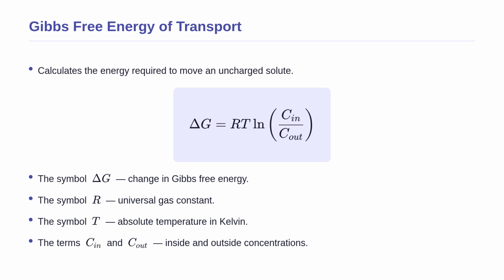C in and C out represent the concentrations of the solute inside and outside the cell. The natural logarithm compares these two concentrations. If the inside concentration is greater than the outside, the logarithm is positive. This makes delta G positive, mathematically proving that energy must be added to force the molecules inside.